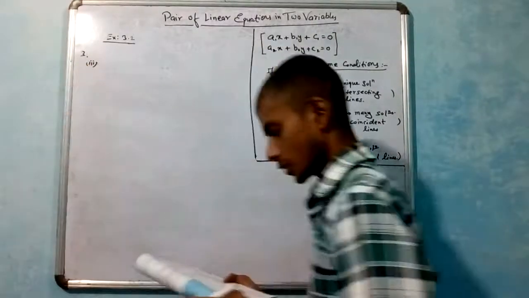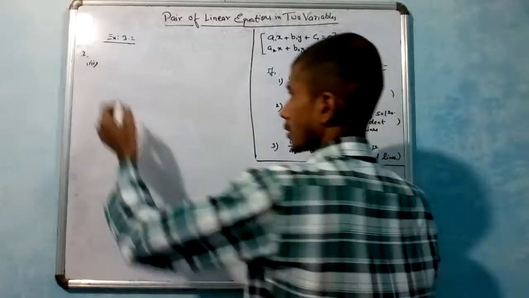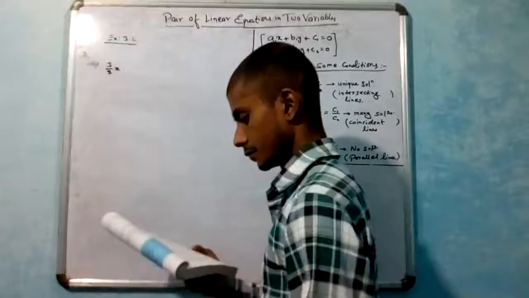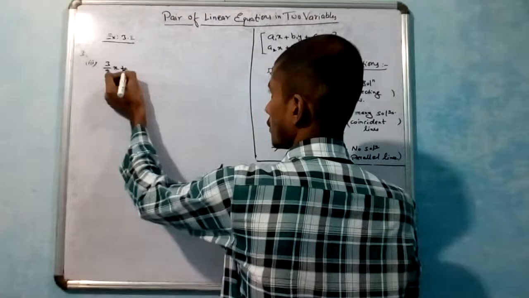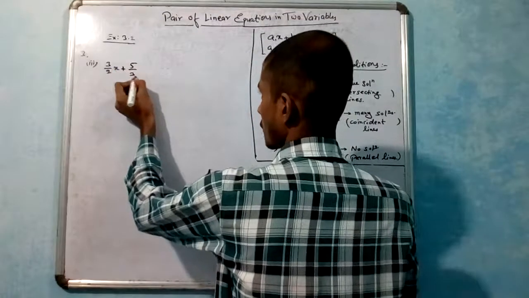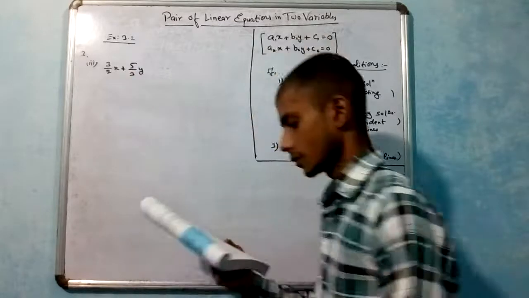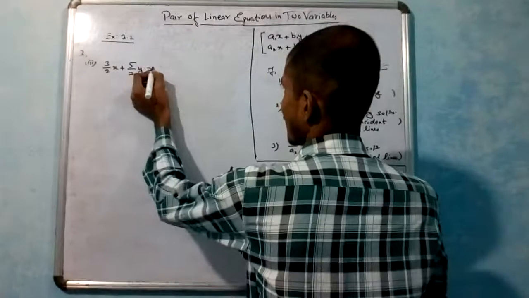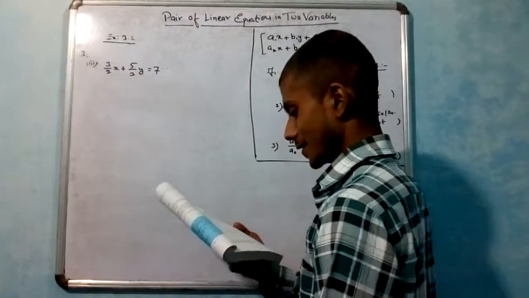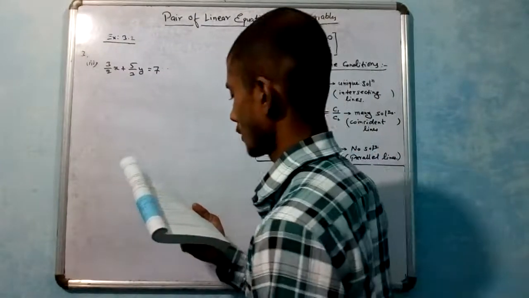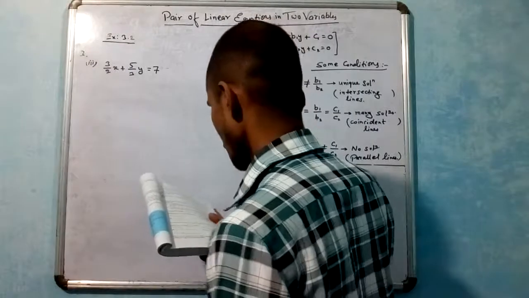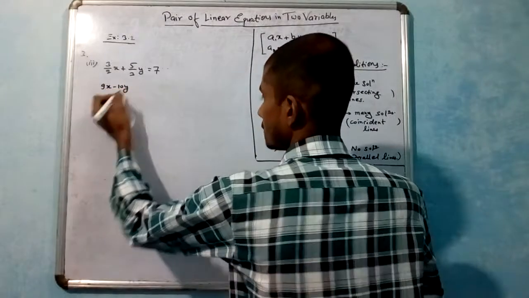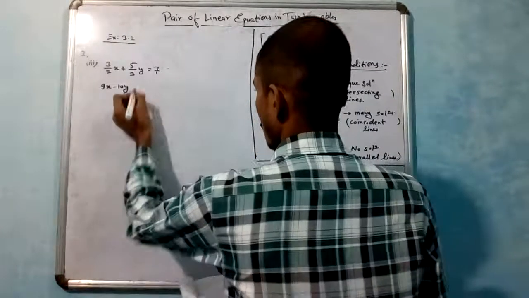Okay, what is the third question? See, 3 by 2x plus 5 by 3y is equal to 7. Okay, 9x minus 10y is equal to 40.